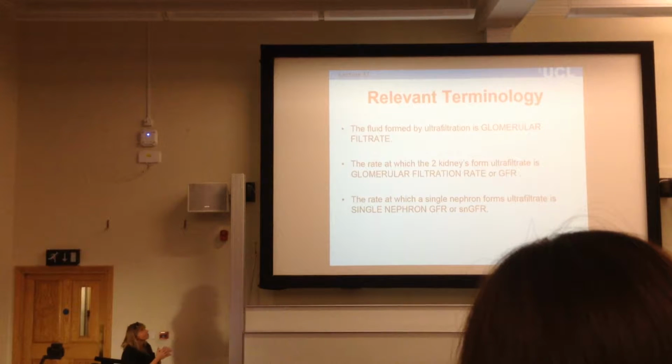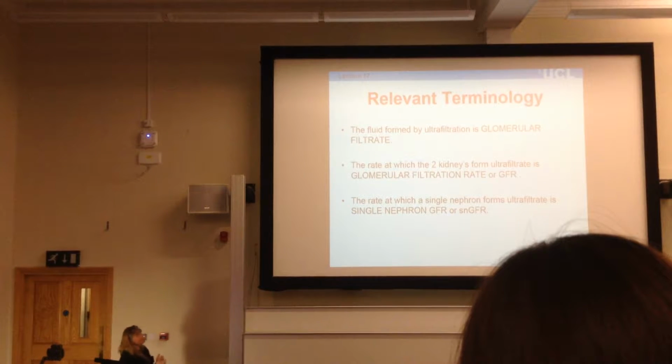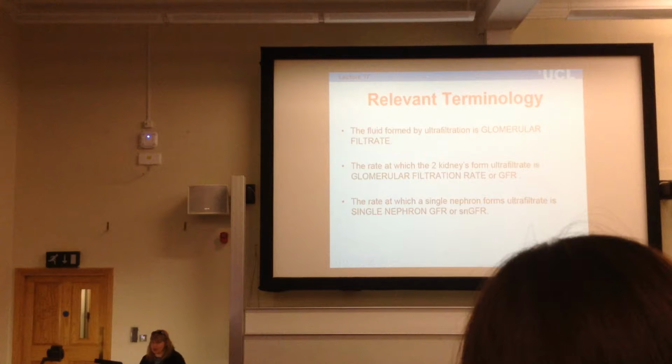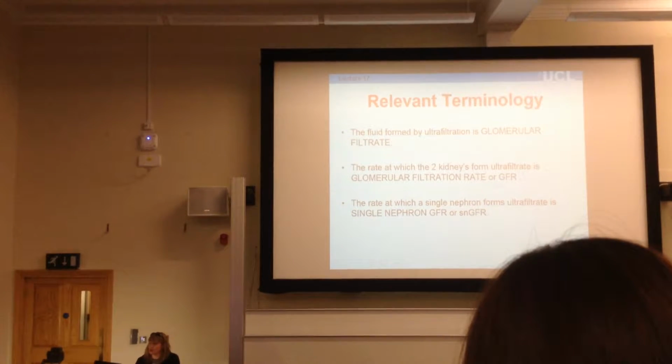So, in terms of the terminology, when we look at the filtration within the kidney, we're looking at the glomerular filtration rate. And the rate is the functionality of both kidneys taken together. We can look at single nephrons, but it's much more common to simply talk about the glomerular filtration rate, so the sum total of the action of both the kidneys.